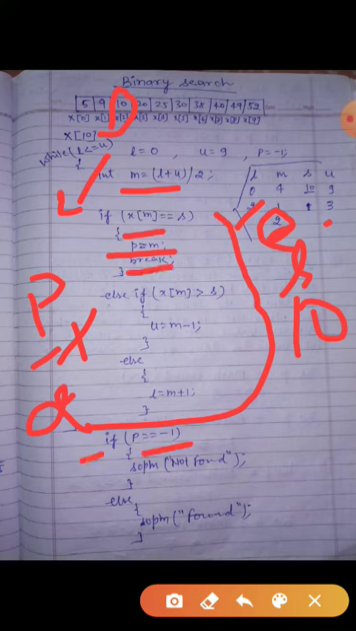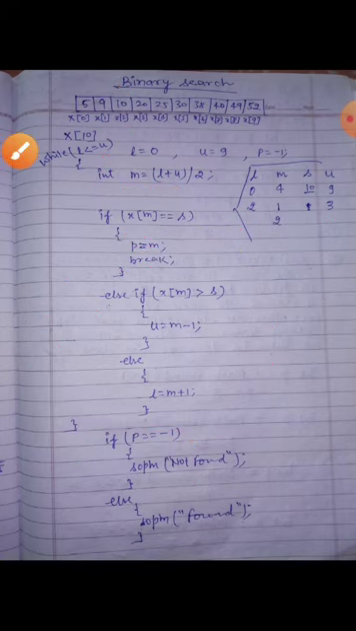If P equals -1, not found. Otherwise, print found. You know this one. So it's very easy. If any doubt, you can call me.